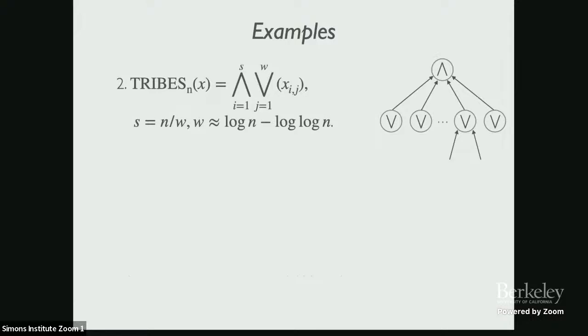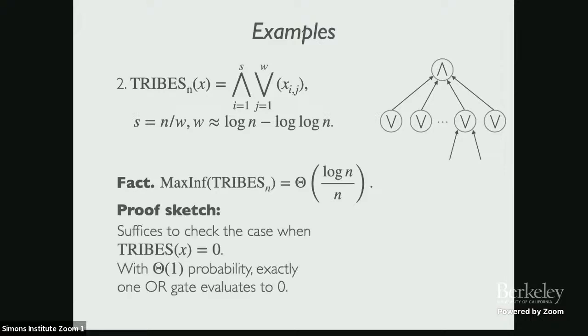The second example is the so-called tribes function. You have an AND composed with OR, and the padding is set so that it outputs 0 and 1 with approximately equal probability. In particular, the width of the AND gate is n over log n, and the width of the OR function is about log n minus log log n. You can also calculate that the max influence of the tribes function is log n over n. This is maybe an exercise for you.